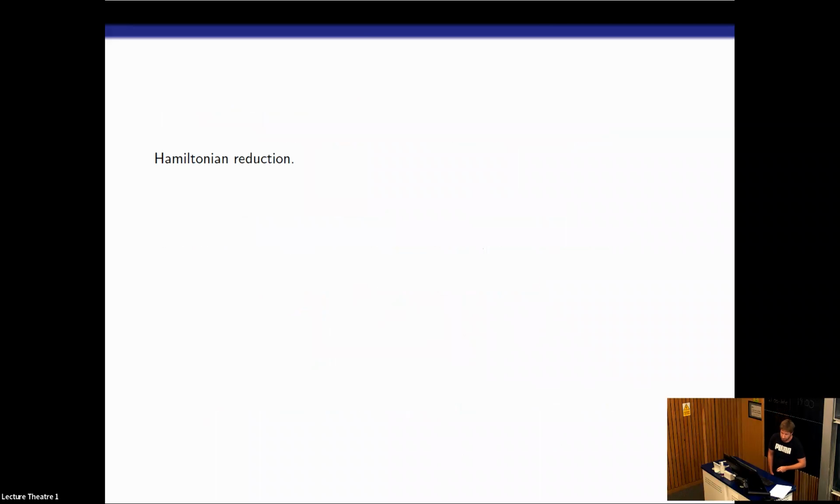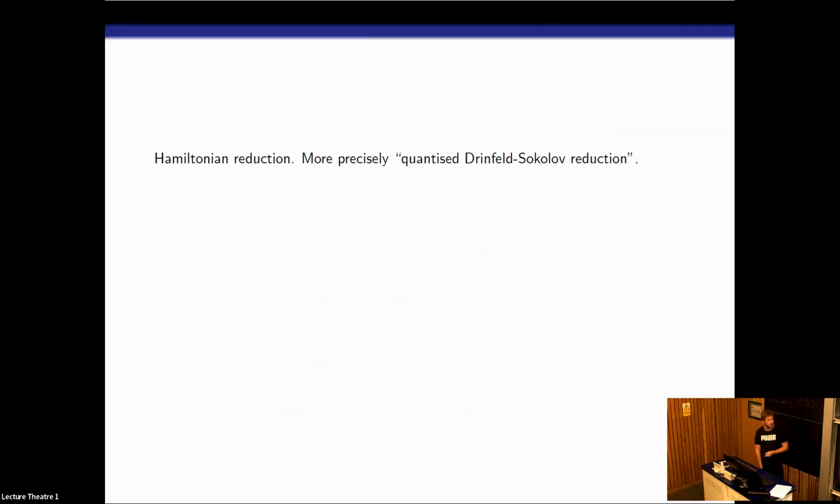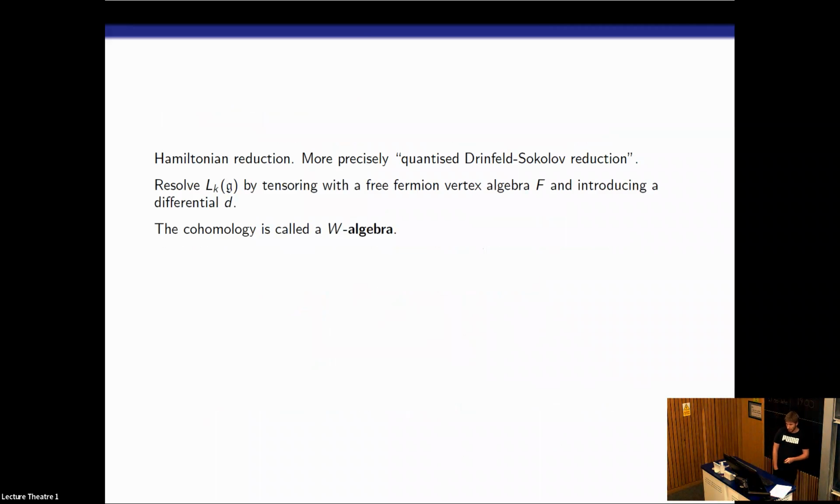So we can sort of, well, I was going to say cure this problem. I mean, it's not necessarily a problem, but something you can do is apply Hamiltonian reduction, more precisely quantized Drinfeld-Sokolov reduction, which very briefly amounts to taking a tensor product of your affine algebra with some free fermion vertex algebra, introducing some differential, and taking cohomology, and this is called a W-algebra.